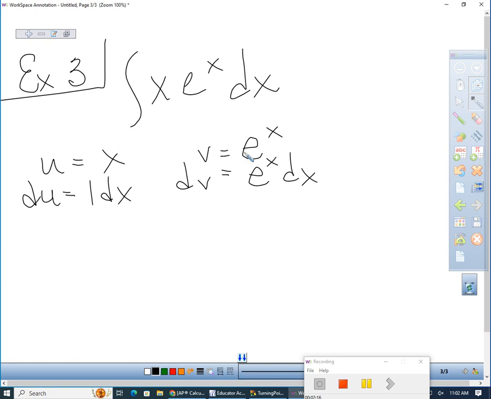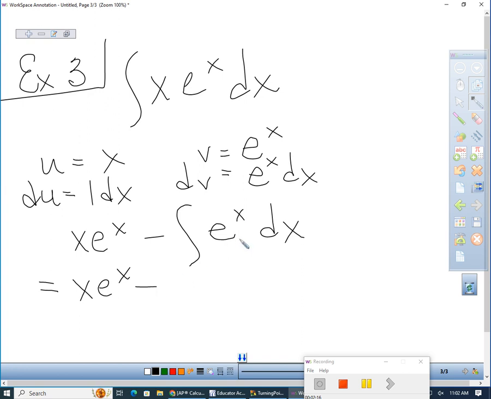All right. So now we do u times v, or x e to the x, minus the integral of v du. Now can I integrate that second integral? Yeah. So this is going to be x e to the x minus the antiderivative of e to the x, which is e to the x, plus c.